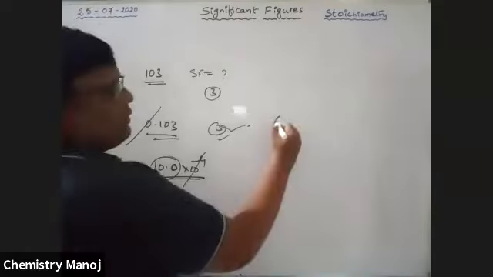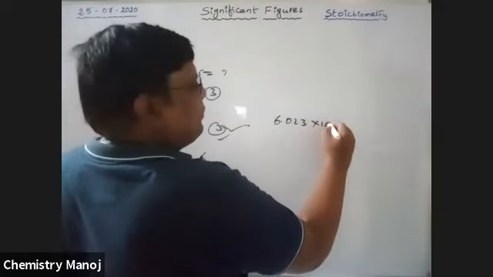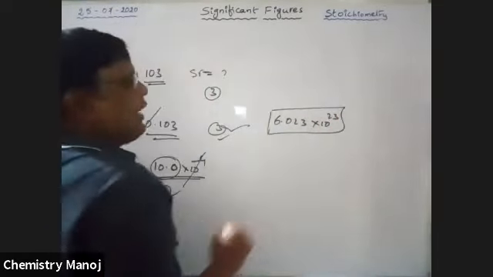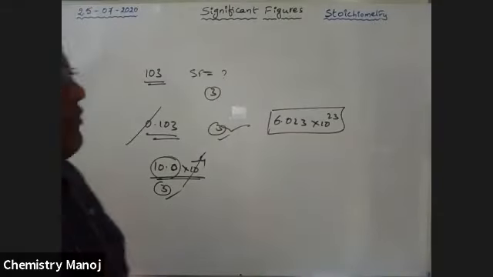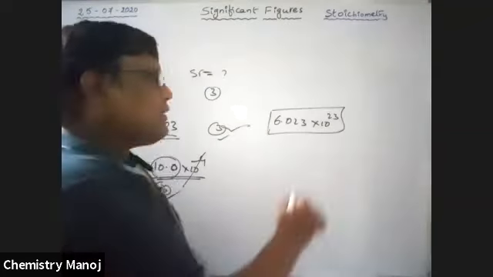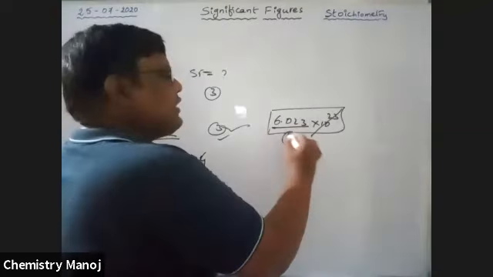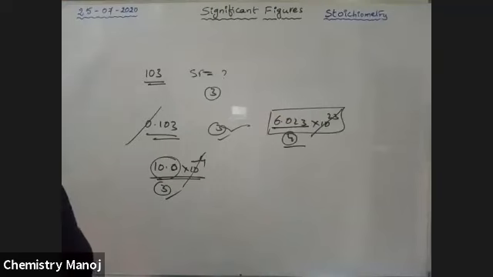Avogadro number, 6.023 into 10 power 23. How many significant figures? The power is not considered. Only 4 is the answer. Yes, correct, good. Okay, next.